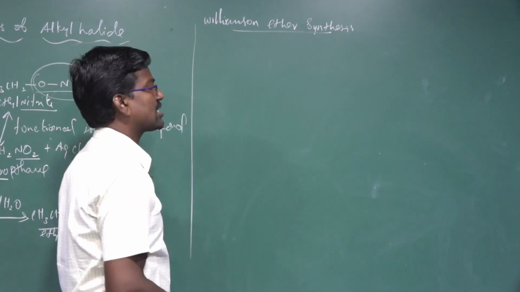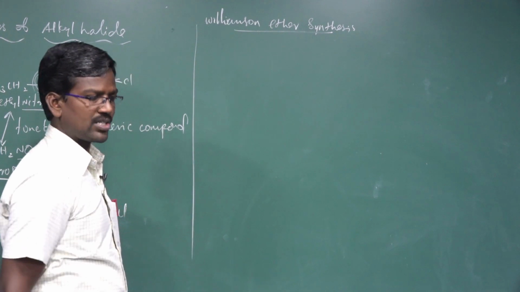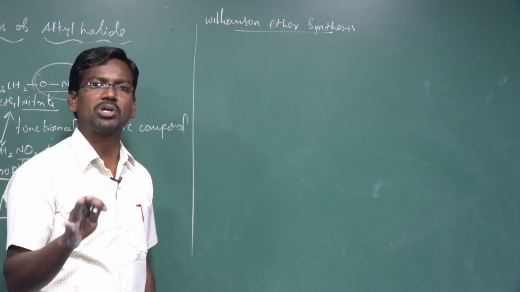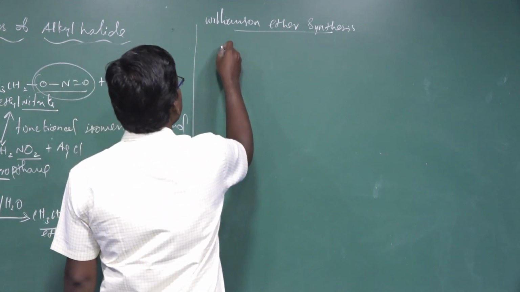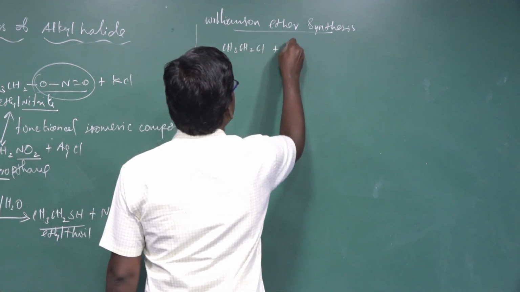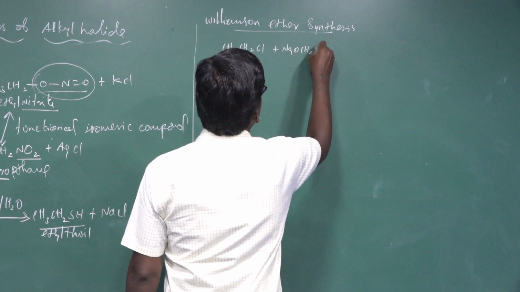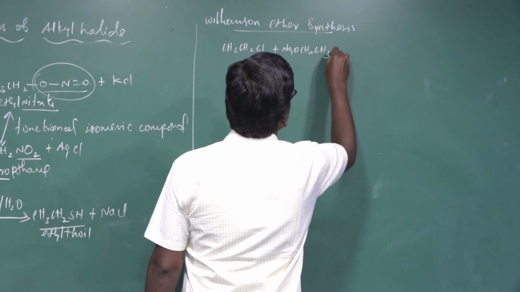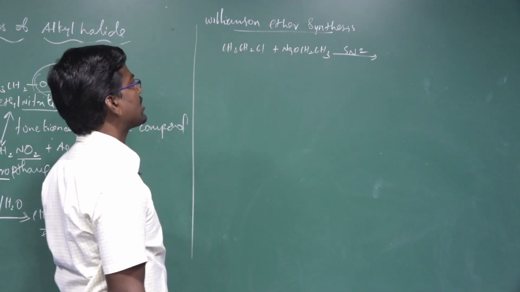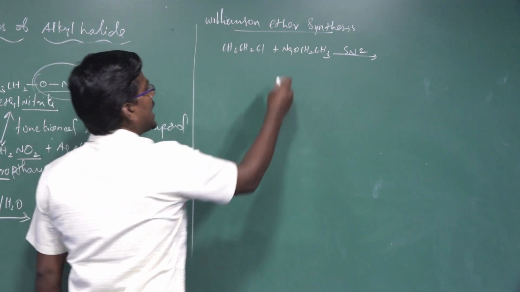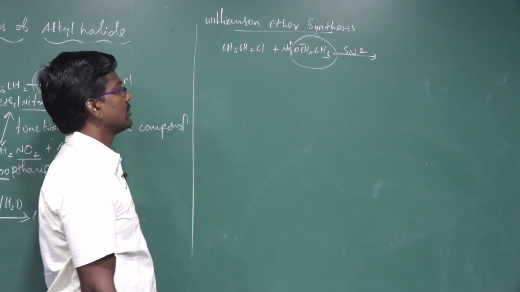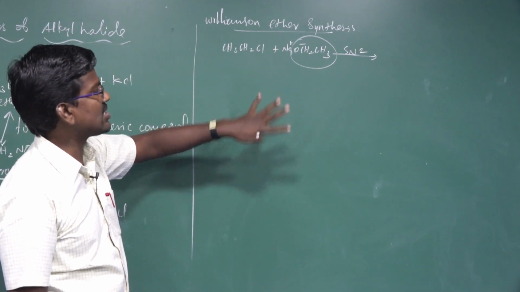What is the meaning of the Williamson ether synthesis method? All ether preparation by Williamson synthesis follows the SN2 reaction, bimolecular nucleophilic substitution. For example, ethyl chloride CH3CH2Cl reacts with the sodium or potassium salt of an alkoxide, such as sodium ethoxide or sodium propoxide. Na+ and -OCH2CH3 act as the nucleophile.